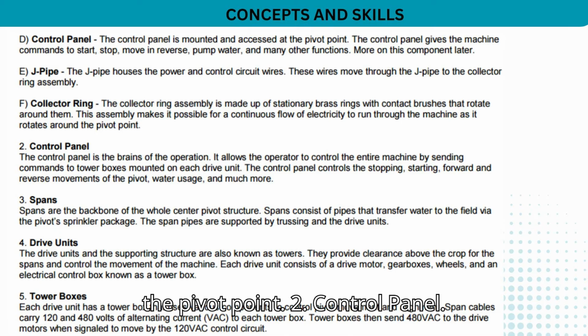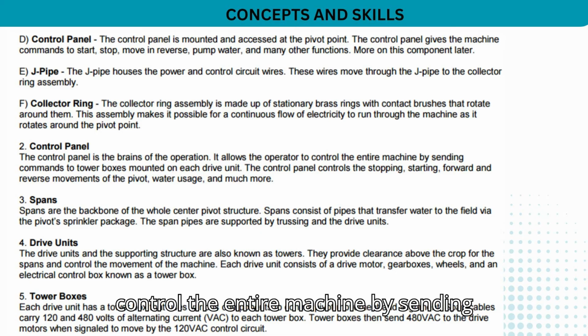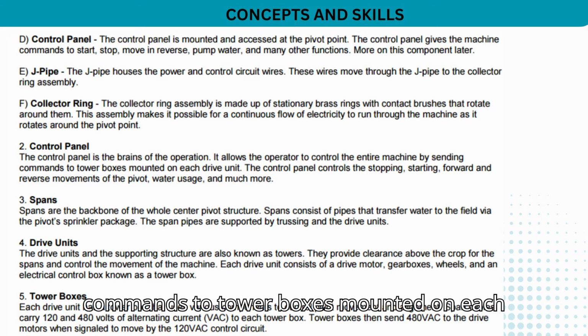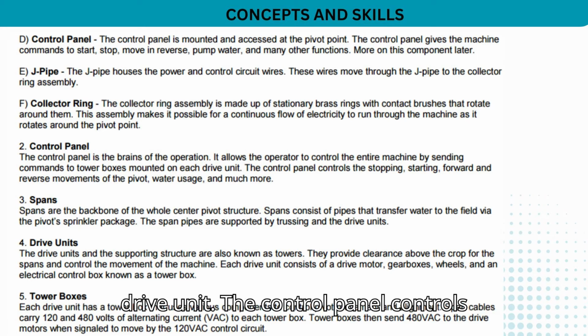2. Control panel. The control panel is the brains of the operation. It allows the operator to control the entire machine by sending commands to tower boxes mounted on each drive unit. The control panel controls the stopping, starting, forward and reverse movements of the pivot, water usage, and much more.